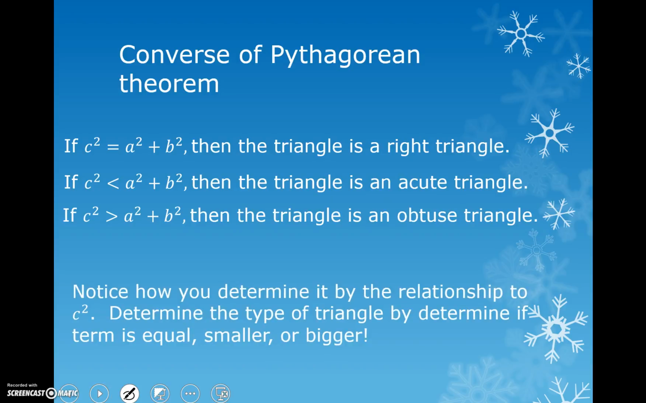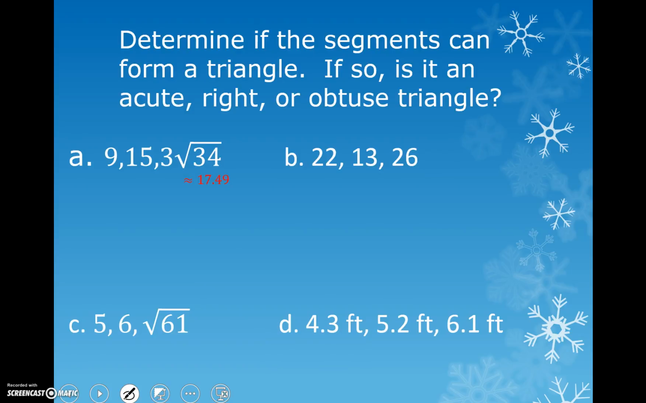Let's do a couple of examples with that. Okay, so let's look at letter A here. I have the numbers 9, 15, and 3 square root of 34. Do you see how right underneath there I have this, which is about 17.49?